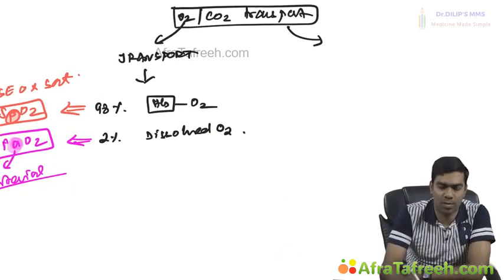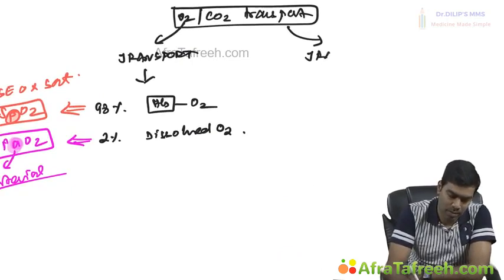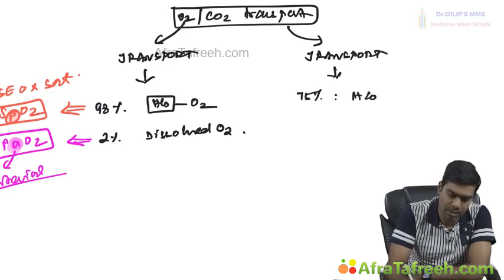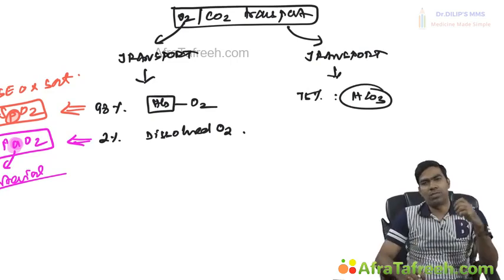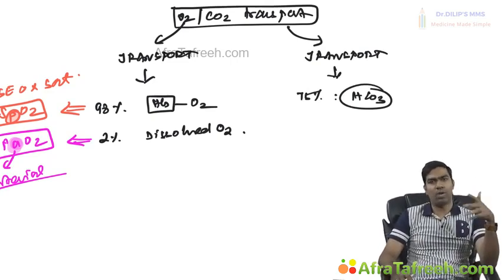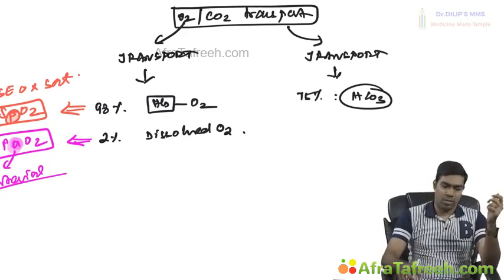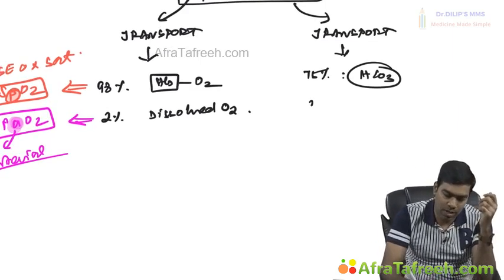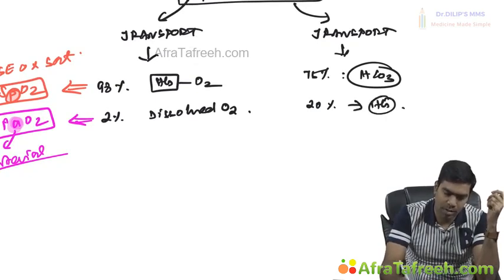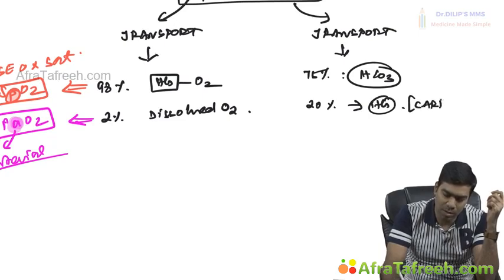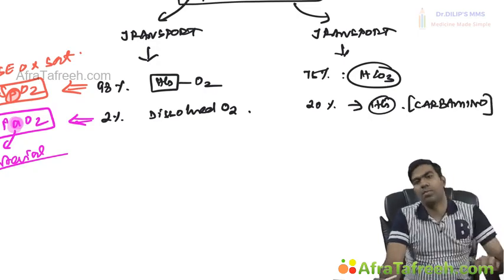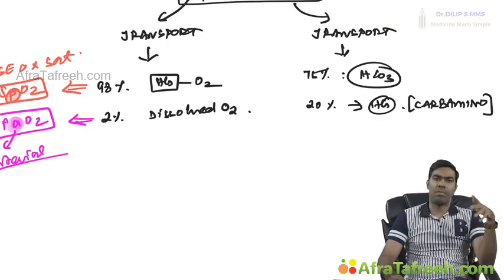Then you have CO2 transport. If you ask me in what way the CO2 is transported, 75% of the CO2 is going to be transported through plasma bicarbonate. Bicarbonate is one of the most important ways to transport carbon dioxide, 75%. Then around 20% is bound to hemoglobin in the form of carbaminohemoglobin. So please don't write this as carboxyhemoglobin. This is what we refer to as carbaminohemoglobin.